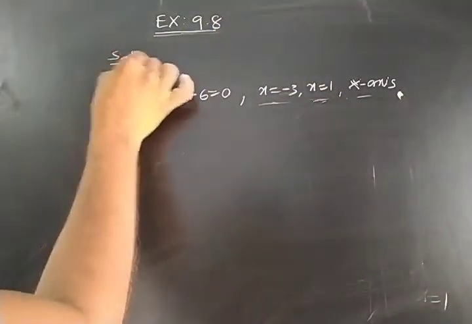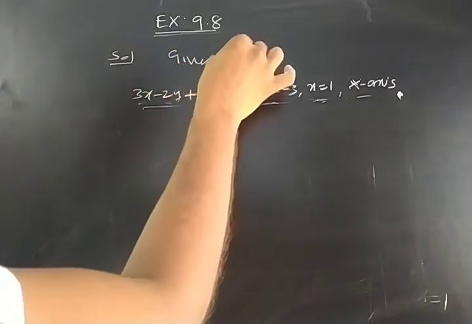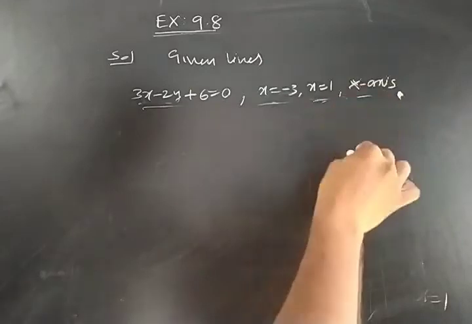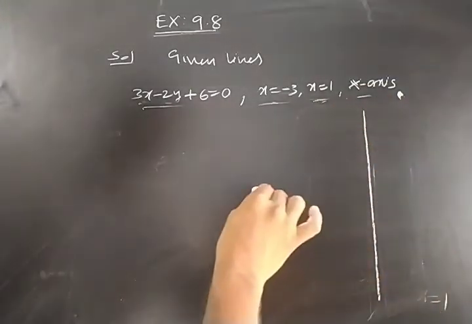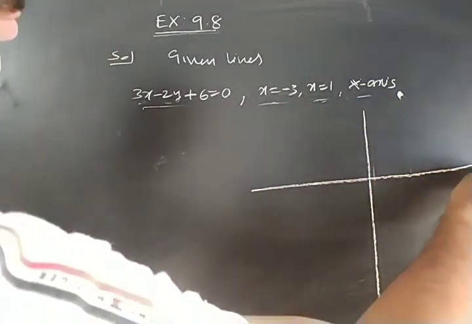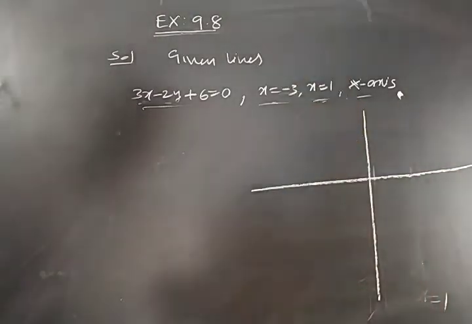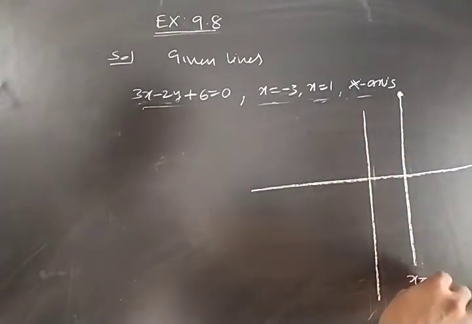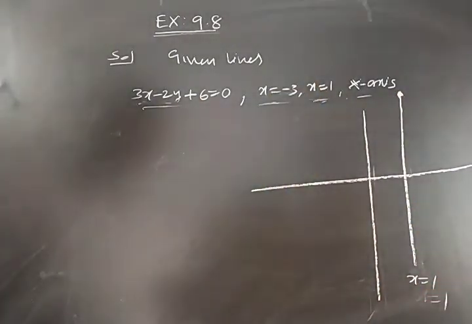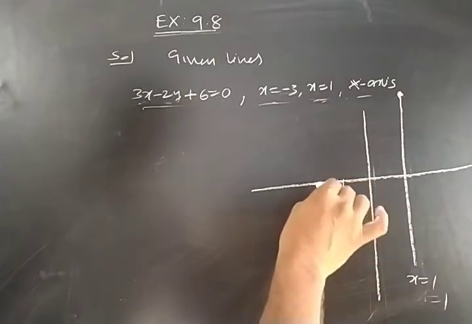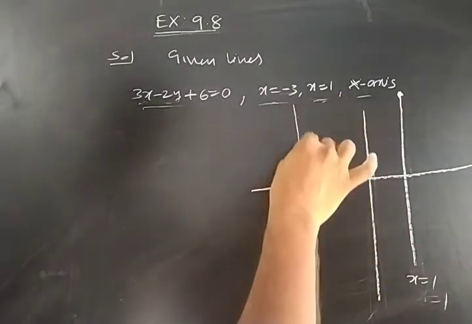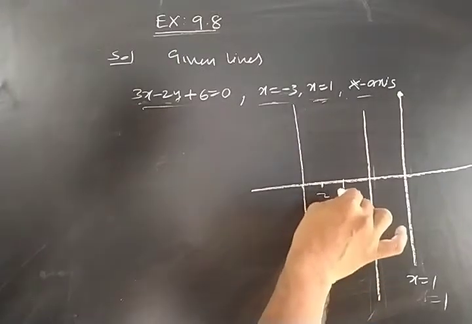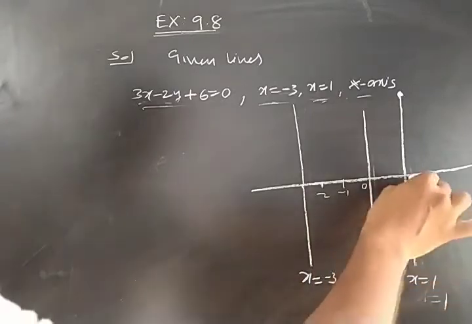Solution. These are given lines. We can draw x equal to minus 3, x equal to 1 and x axis directly. This is x axis. Okay. And x equal to 1, which is a vertical line, it will meet x axis at 1 unit distance. This is x equal to 1. X equal to minus 3 is also a vertical line. It will cut x axis at minus 3. X equal to minus 3. This is minus 2 and this is minus 1, and here 0 origin, this is 1.